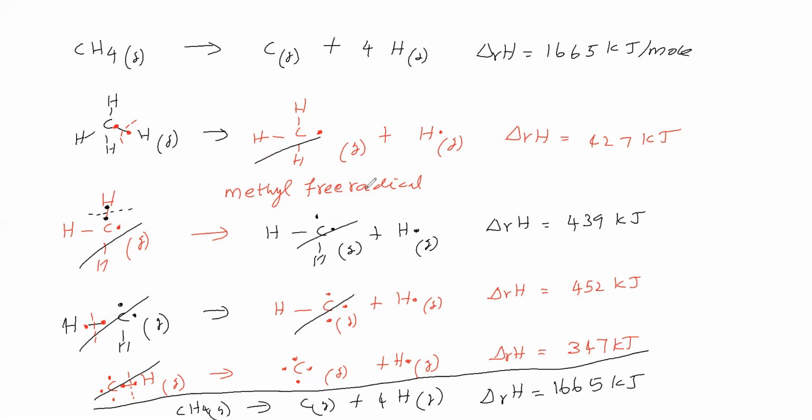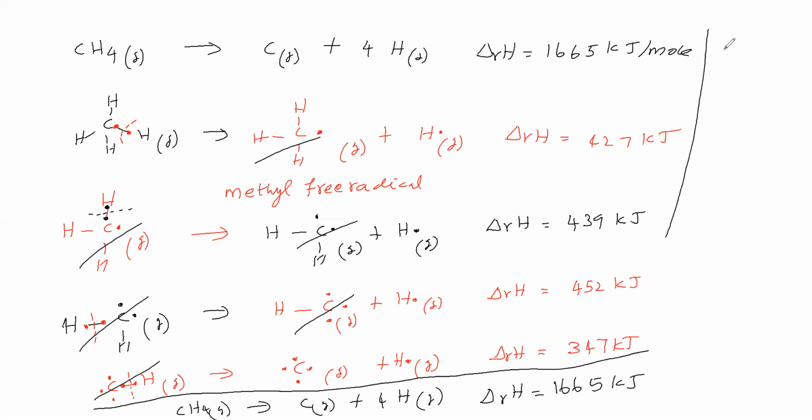Therefore, better we take an average. Here we are converting CH4 gas into carbon gas and 4 hydrogen atoms in gaseous state. This means in methane all the four CH bonds are broken. To break all the 4 CH bonds, this much energy is required. So for breaking one CH bond, what is the energy required? Look at it in an average manner.